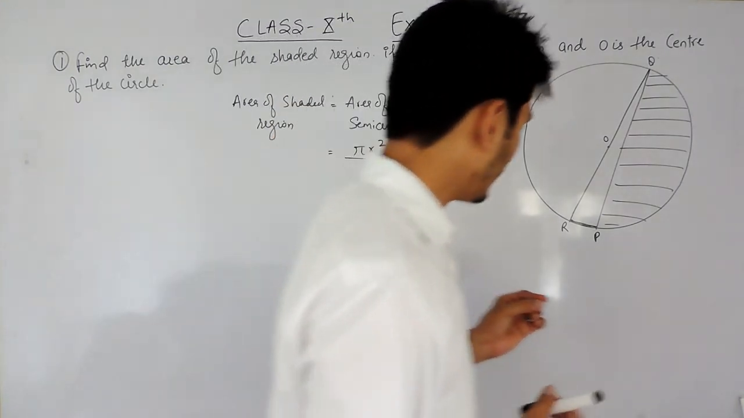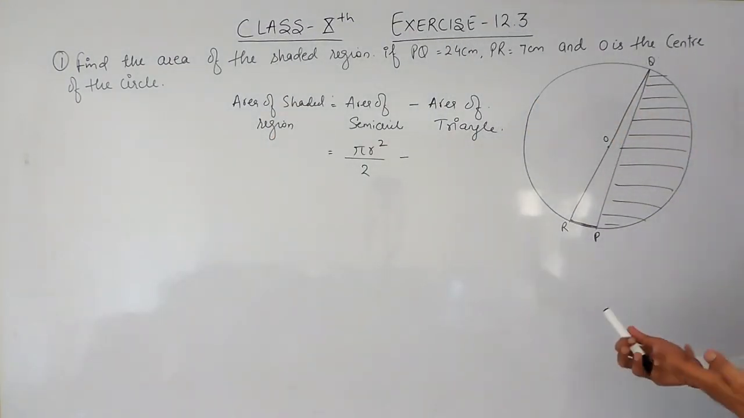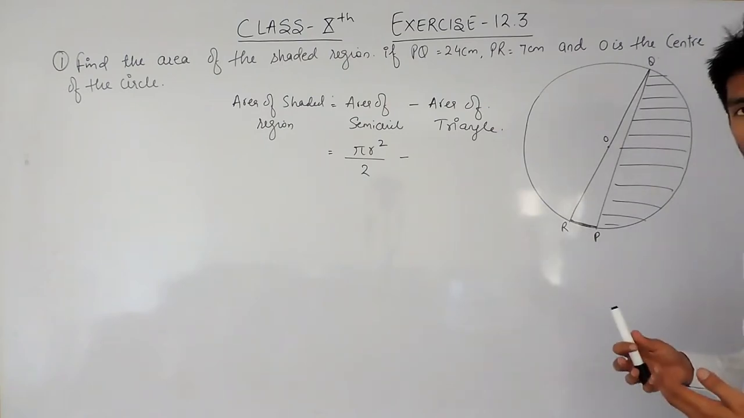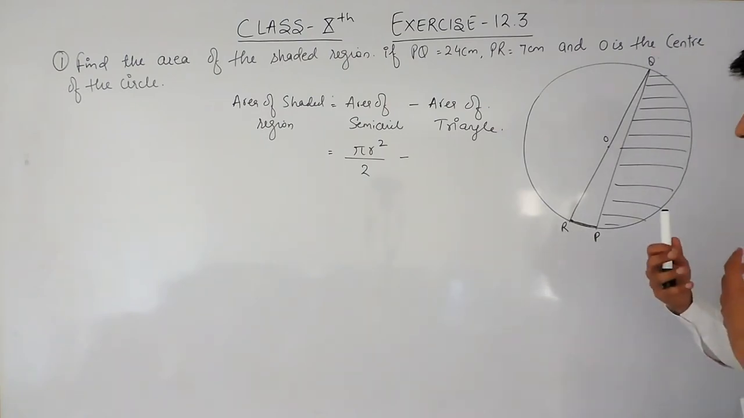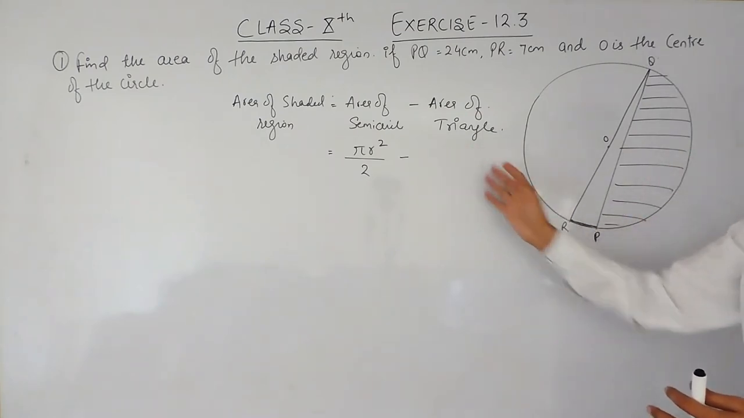Now to find out the area of this triangle, first of all I must know what kind of a triangle it is, whether it is a right angle triangle, or whether it is an equilateral triangle, or whether it is an isosceles or scalene triangle, and accordingly I will substitute the formula here.